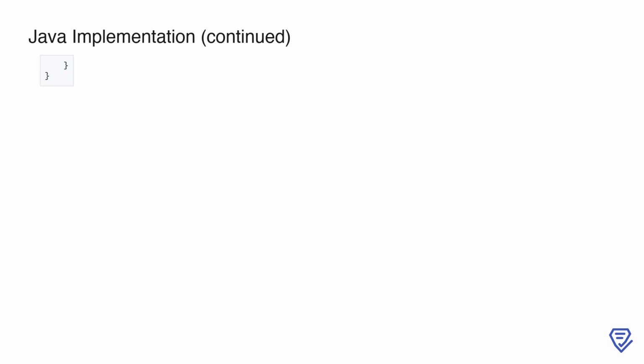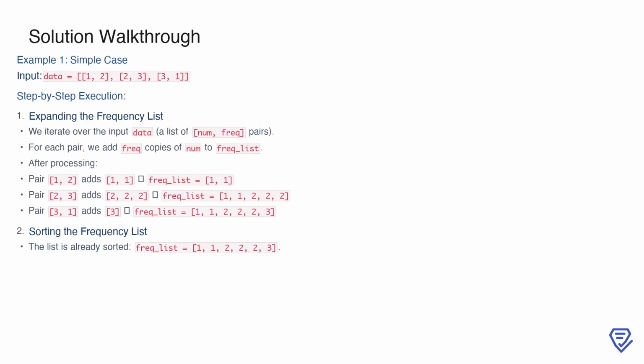By following these steps, expanding the frequency list, sorting it, and calculating the median based on the size of the list, we ensure that the solution is both accurate and efficient for the given problem. The approach handles both odd and even cases seamlessly and leverages Java's built-in utilities, such as lists and collections, to simplify the implementation. Here we have a simple example where the input is a list of number frequency pairs: 1, 2, 2, 3, 3, 1.